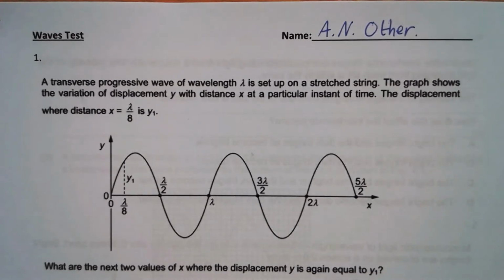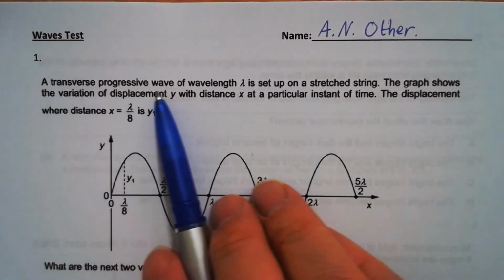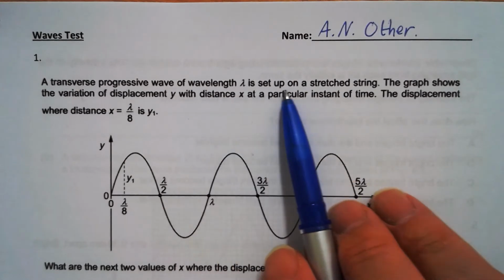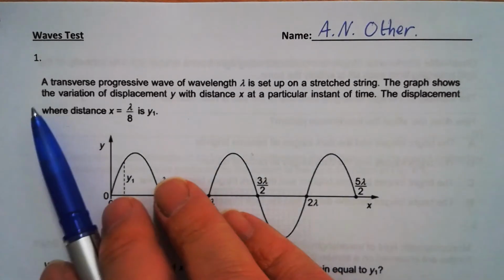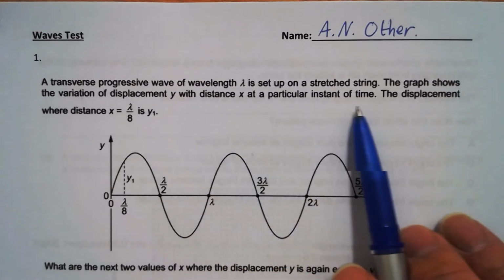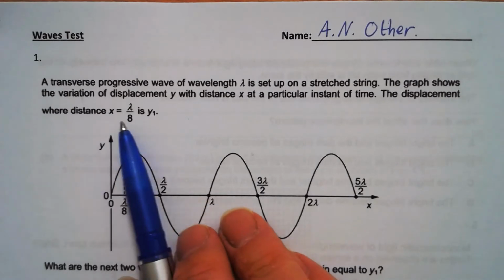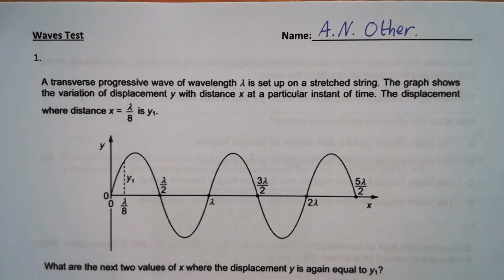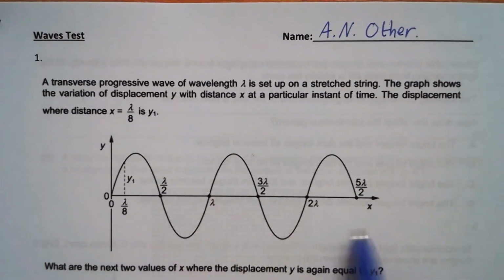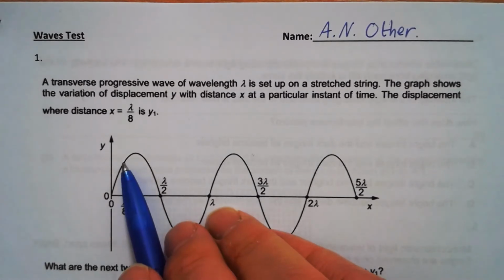So these are past exam questions. So we start with question 1. A transverse progressive wave of wavelength lambda is set up on a stretched string. The graph shows the variation of displacement y with distance x at a particular instant of time. The displacement where the distance x is lambda over 8 is called y1. So where this distance here is lambda over 8, or an eighth of the wavelength, that's going to be y1.